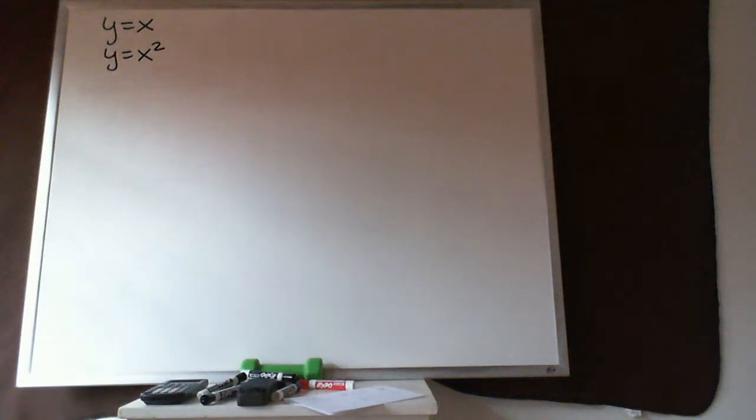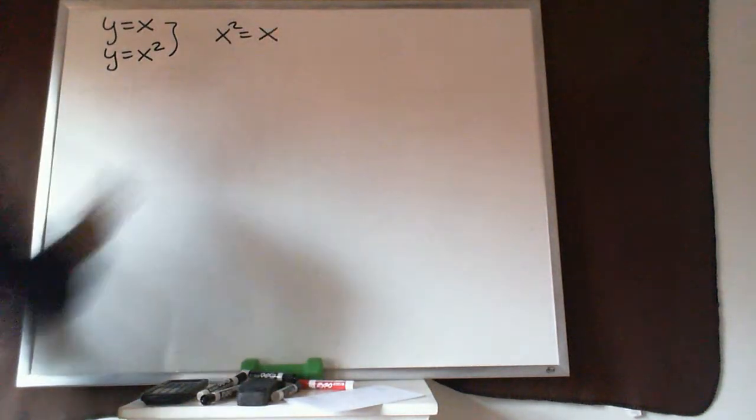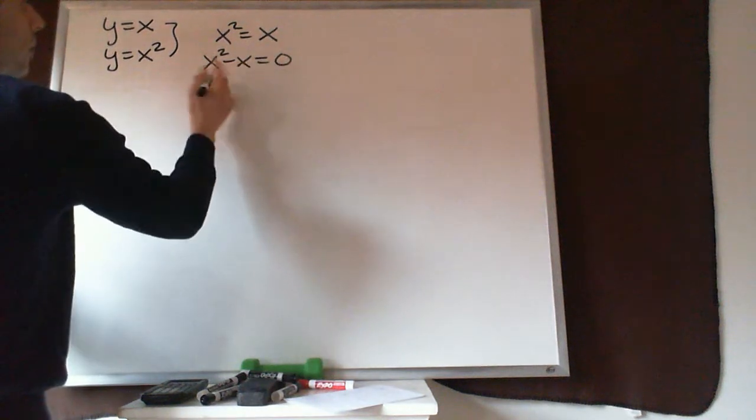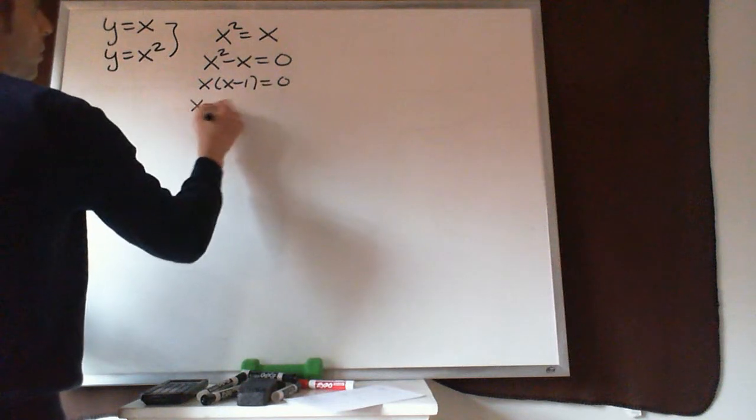So we have to find the limits of integration by setting the two functions equal to each other, x squared equals x, and solving for x. So take the x to the other side, can't combine them, factor, and x would be equal to 0, and x would be equal to 1.